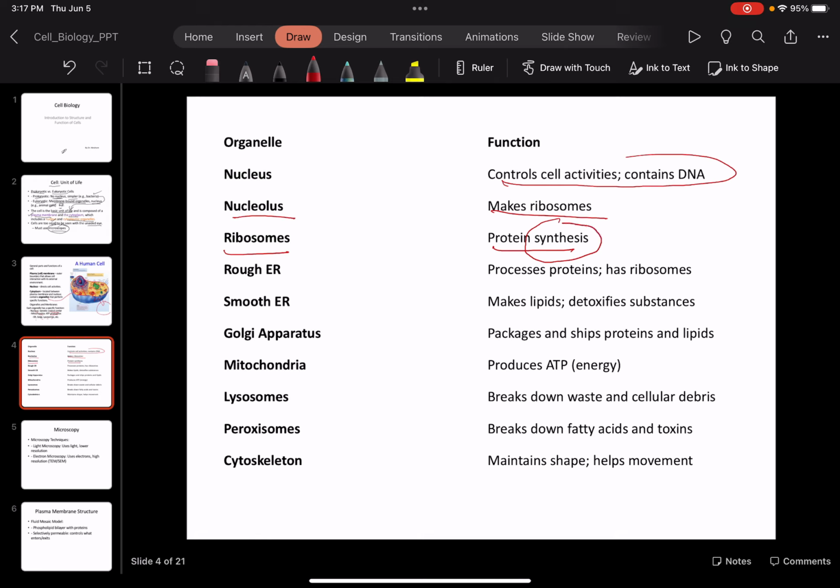If you saw my previous PowerPoint, I talked about synthesis meaning making something. We talked about protein formed when amino acids are put together. Each amino acid put together makes the protein. That's making protein from amino acids. That is called protein synthesis. It is a long process. You can go watch the video: DNA to RNA, then RNA to protein.